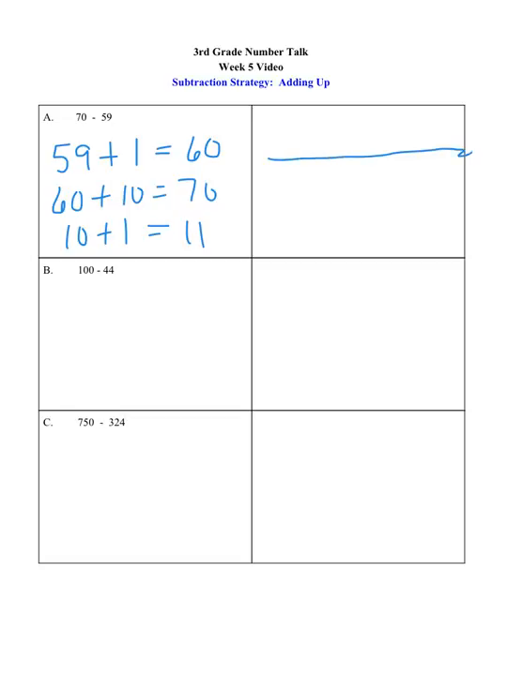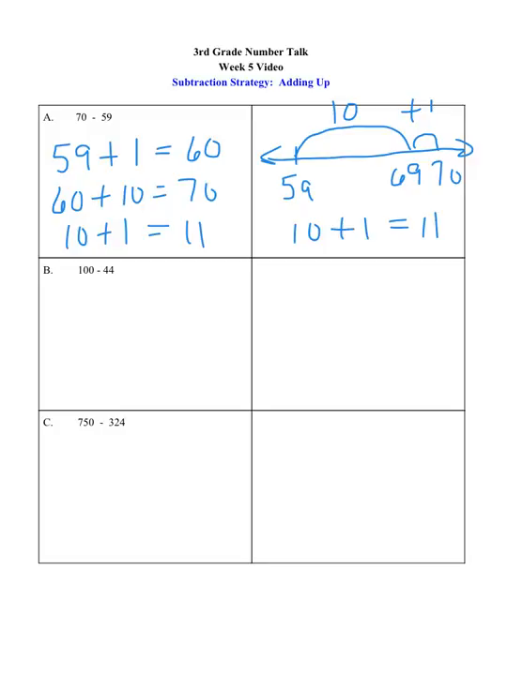And another way to think about it is to look at it on a number line and say, well, if I start at 59 and I add 10 to that, that would give me 69. If I add 1 to that, that would give me 70. So again, we have our 10 gain 1, the difference is 11.